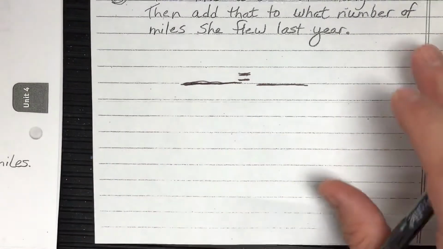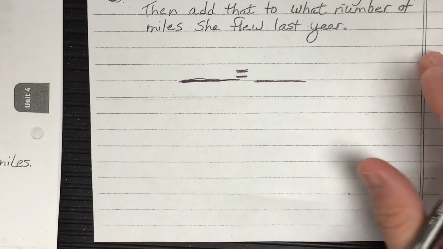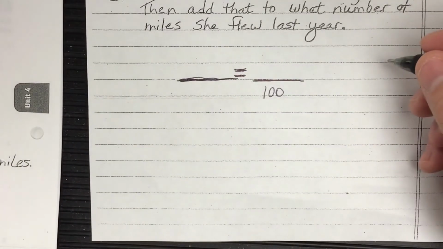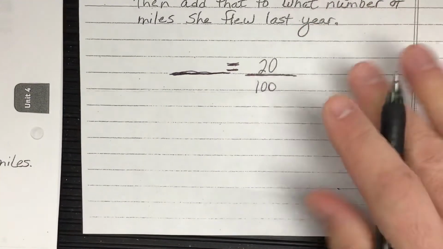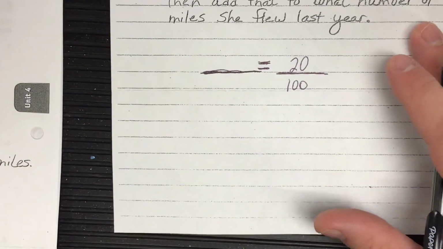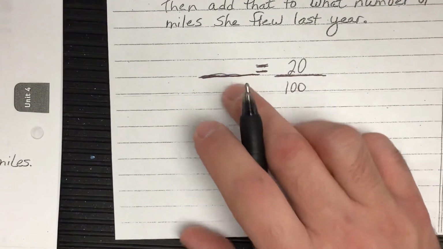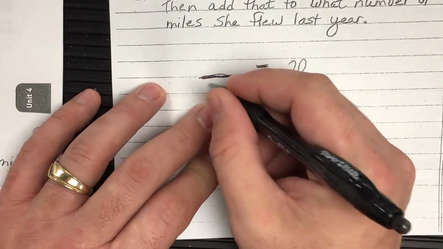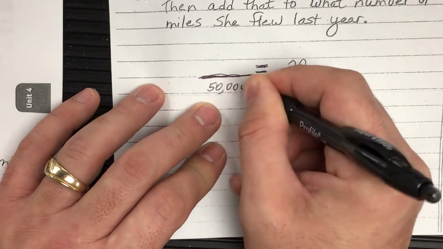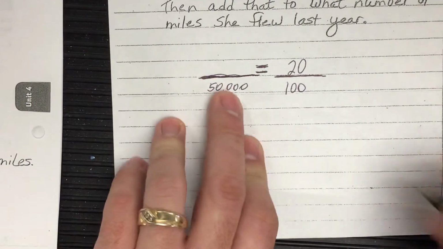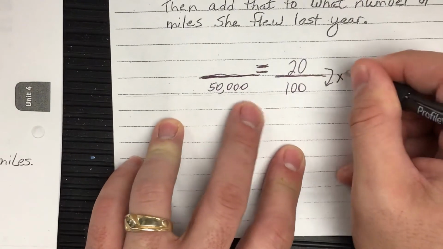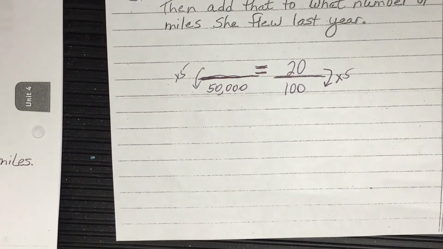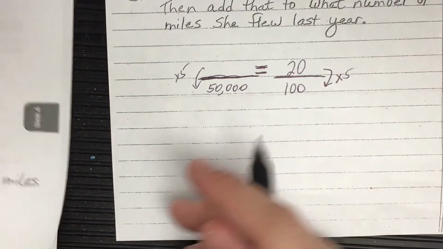All right, so where's the 100 go again? On the bottom. What percent did we say? 20%. Okay, do you know the original amount of miles she flew? Yes, 50,000 miles. Again, we can do vertical again if you want. You did that last time. Times 5. So what times 5 is 50,000? 10,000.